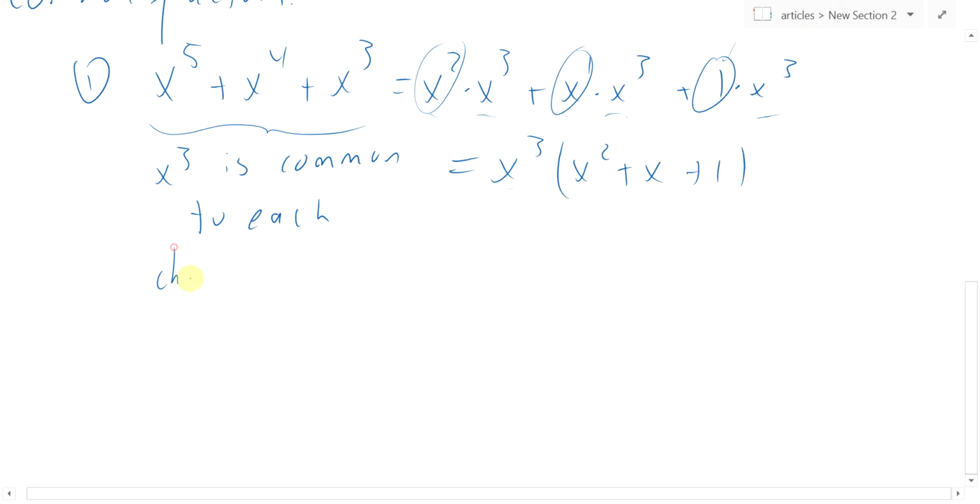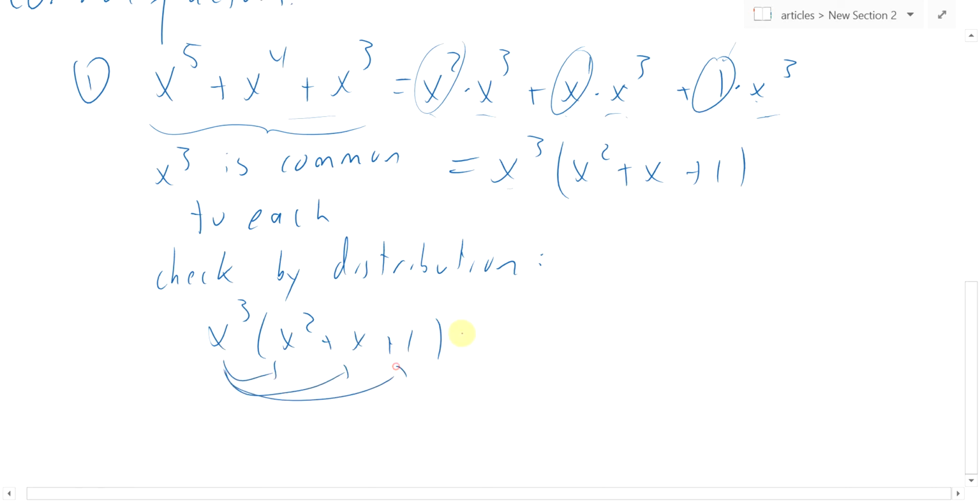And anytime you do a factoring, you can check by distribution, because they're sort of opposite things. If I factored out the x cubed, then if I distribute x cubed times x squared plus x plus 1, I should get back to where I started. X cubed times x squared, well, 3 plus 2 is 5. X cubed times x gives you an x to the 4th. And x cubed times 1 is x cubed. That's what we wanted, right? So factoring and distribution are opposite things. Anytime you factor, you can always check by doing distribution.